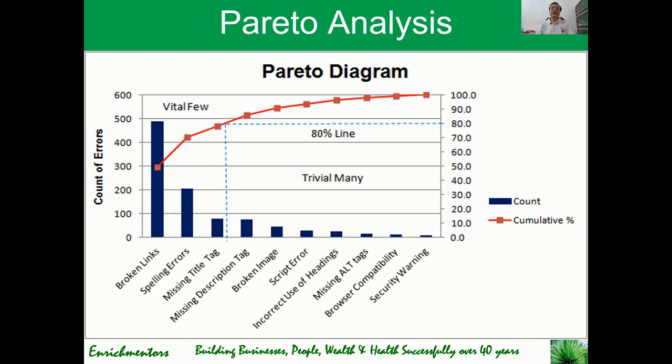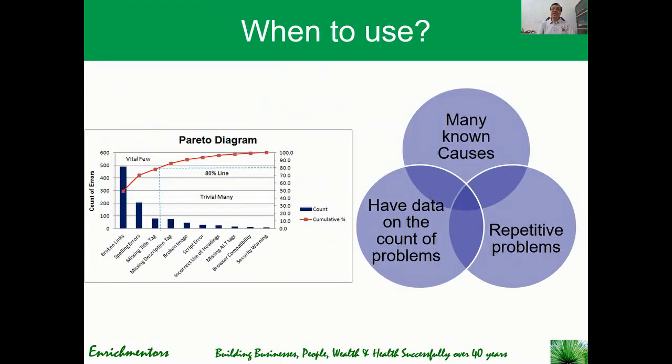So that's Pareto analysis. So when to use Pareto analysis? When there are many known causes, small and big, and you don't know what the dominant cause is, which one to focus on. It's a repetitive problem. If it's not repetitive, you won't have data. For example, defects in manufacturing: the same kind of defect keeps happening again and again. You keep producing Band-Aids, they come out defective, and a certain level of defects keeps occurring. And you have data on the count or impact of the problem by the different causes, because then you can plot that data.